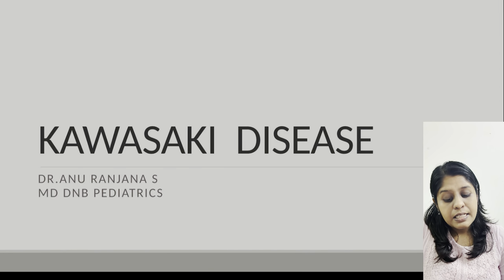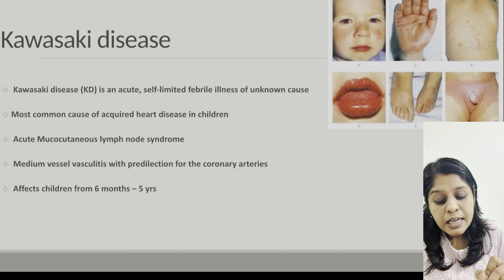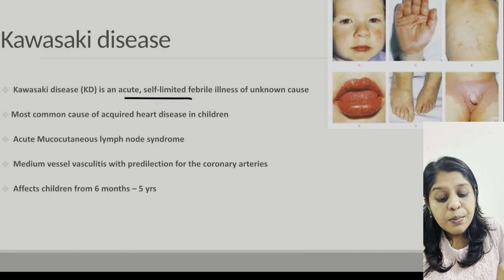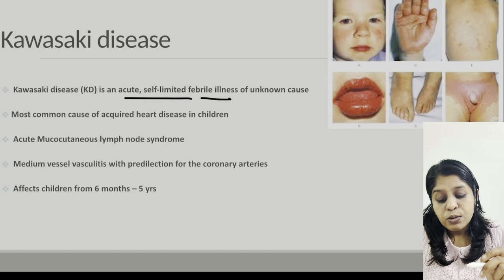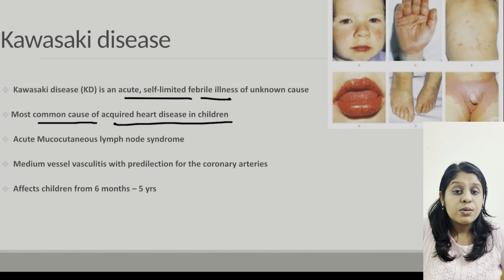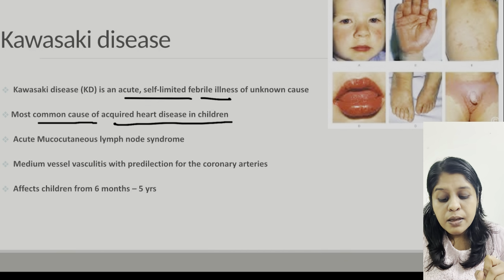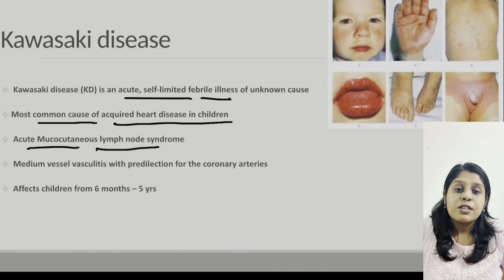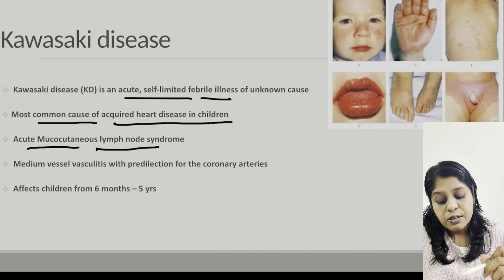So let's get started. So Kawasaki disease. Kawasaki disease is an acute self-limited febrile illness of unknown cause. The cause of Kawasaki disease is not yet known, and it is the most common cause of acquired heart disease in children. So we know that in children most of the heart diseases are congenital heart diseases, and Kawasaki is the most common cause of acquired heart disease. It is also called mucocutaneous lymph node syndrome.